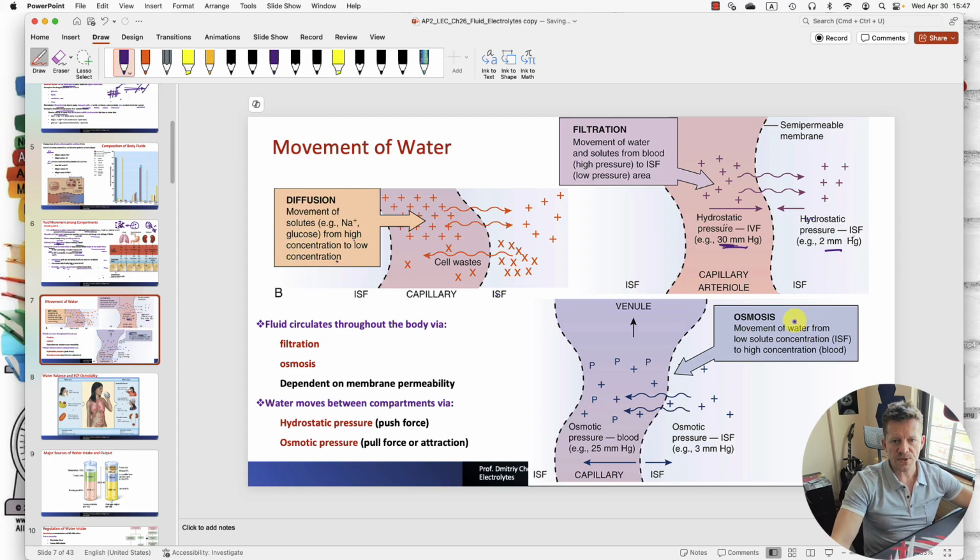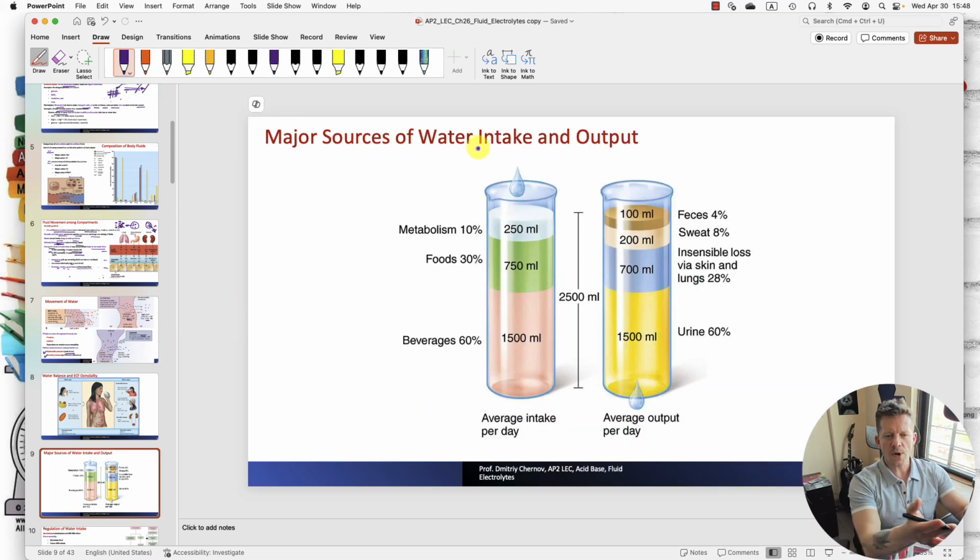And osmosis, the statement of the law of osmosis, is the movement of water from low solute concentration to high solute concentration. This is the selectively permeable membrane; water will be attracted towards the highest concentration gradient of a solute. So the hydrostatic pressure is the push force, the pressure on the walls, and the osmotic pressure is the pull force, the attraction.